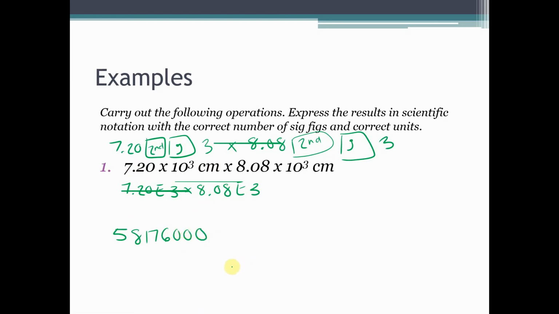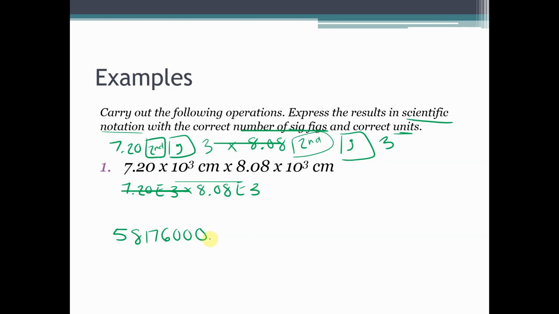5.8176000 as your answer. Well, we need to express this in scientific notation and with correct sig figs. This is a given. I don't have to ask you for correct sig figs. You should just start answering in correct sig figs and correct units. You can actually do those first 2 steps in either order. Let's go ahead and just put it in scientific notation. If you want to round it first to the correct number of sig figs, you can do that as well.